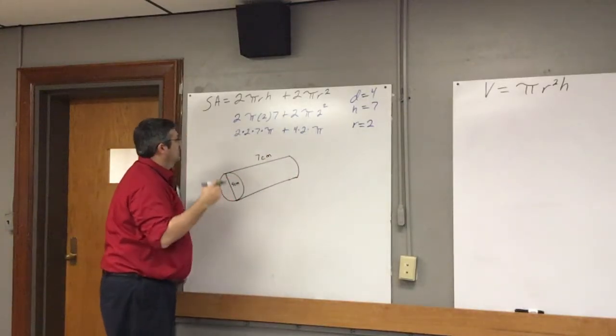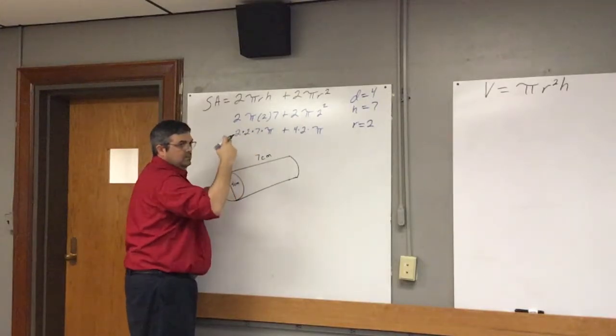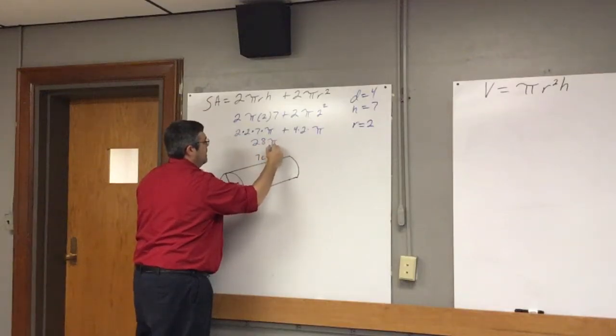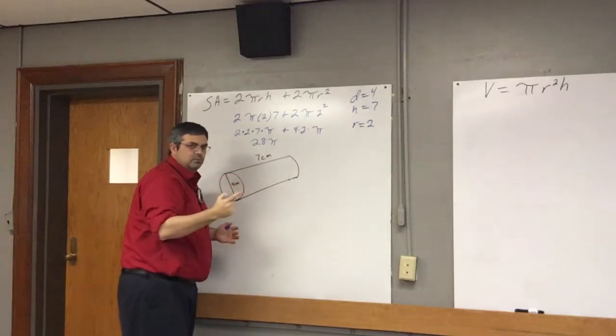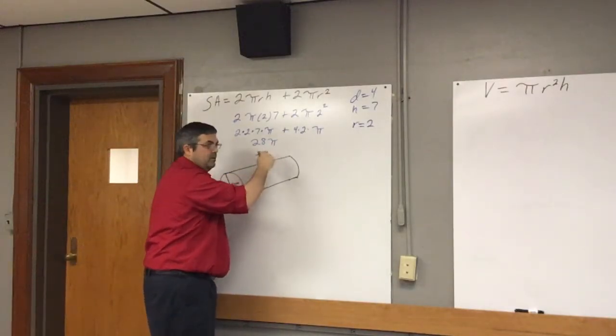Okay, so 2 times 2 is 4. 4 times 7, 28. So I have 28 pi. Remember, a number directly up against a variable is multiplication. So I have 28 times pi. This is a variable.